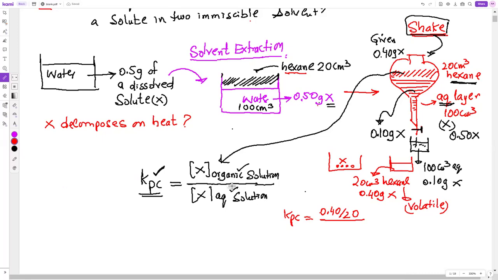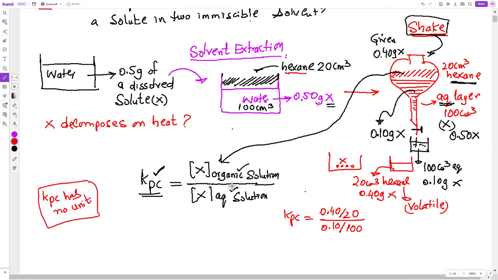And what will be the concentration in aqueous solution? 0.1, that is 10 divided by 100. So KPC has no unit. The unit will be cancelled out anyway, so there is no need to convert the concentration into mole per dm cube. Just make sure that the unit above and the unit below are the same. So both units will be cancelled out. KPC has no unit.